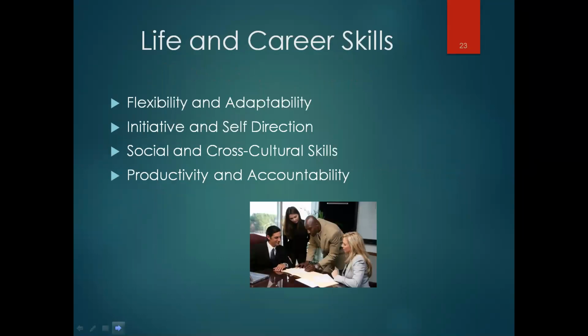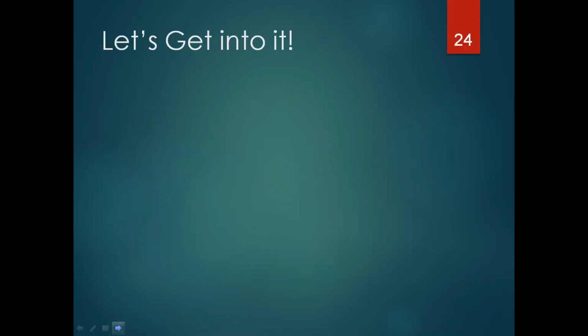Life and career skills, they have to be flexible. They have to show initiative. Social and cross-cultural skills, they have to be productive and accountable. All right, so that's the background.